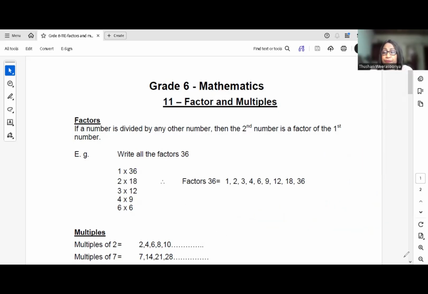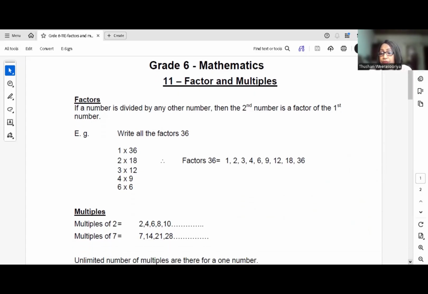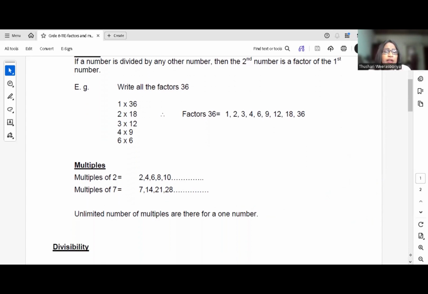Okay, now we'll go to multiples. You already know what multiples are. Multiples means times table. You know the times table very well. Multiples of 2, starting from 2, 4, 6, 8, 10, and so on. What do you mean by that? How many multiples are there for 2? An infinite number of multiples are there.